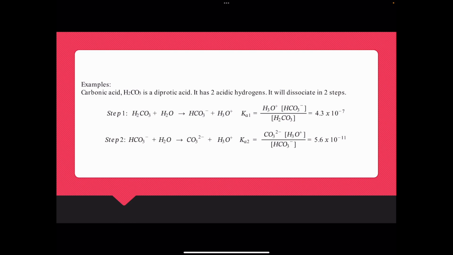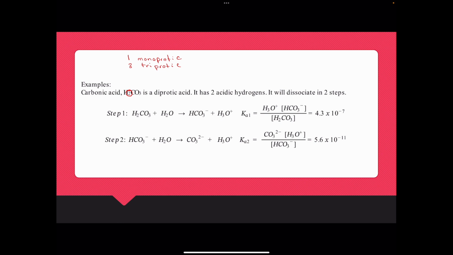This is what we describe as being a diprotic acid. It's diprotic because it has two hydrogens, both of which are acidic. If we have only one acidic hydrogen, we're going to call that monoprotic. If we've got two, diprotic, three would be triprotic. So the carbonic acid is a diprotic acid because it has two acidic hydrogens.